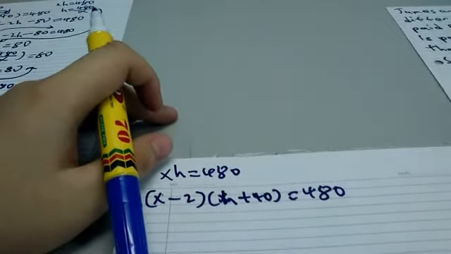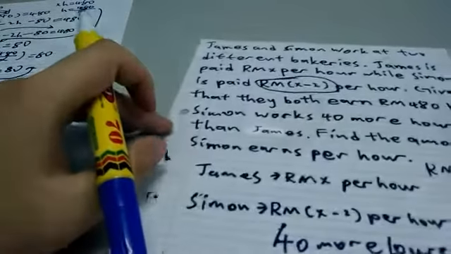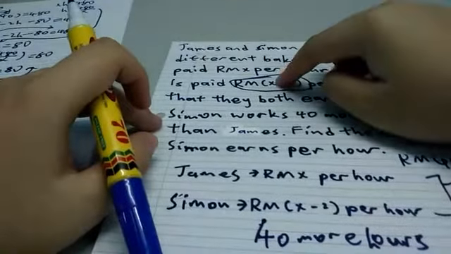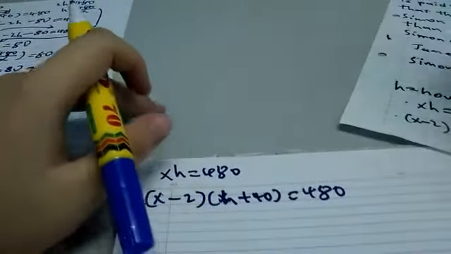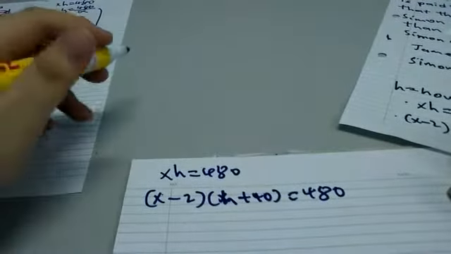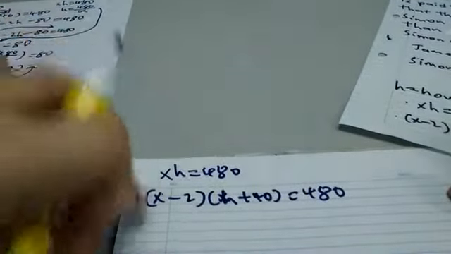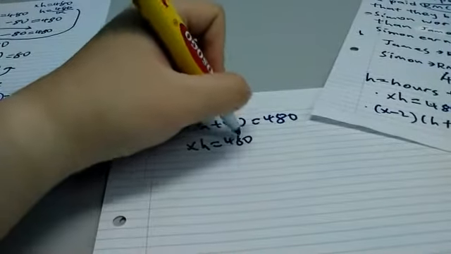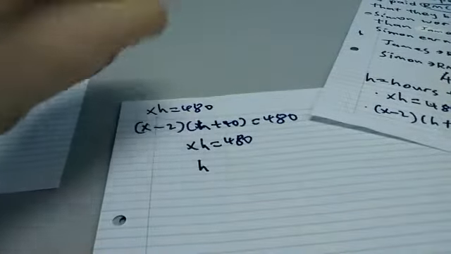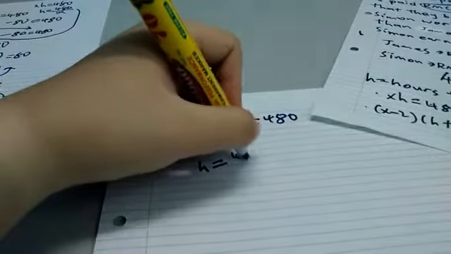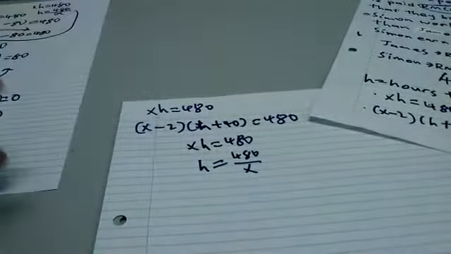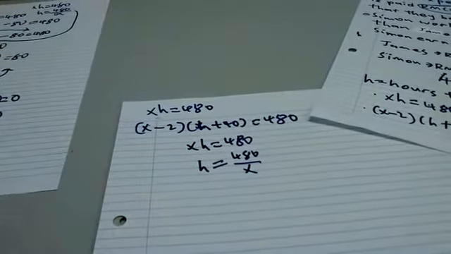So as I said here, when we want to find the amount that Simon earns per hour, we need to solve for x. So to solve for x, I'm going to make h the subject of the formula on these two equations. Now you look at this. So xh is equal to 480 and h is equal to 480 over x. That is a reciprocal function, and you know the reciprocal function is discontinuous.